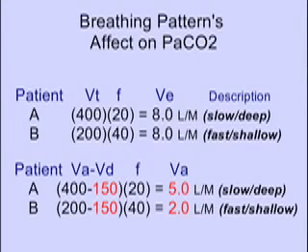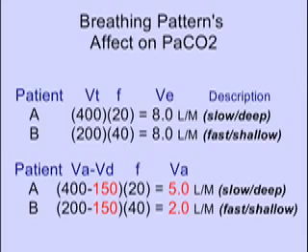Now that you know how minute ventilation affects carbon dioxide, I'm going to change it, and that is how a changing breathing pattern has an effect on carbon dioxide. On this slide, in the first set of data, patient A has a tidal volume of 400 and a respiratory rate of 20. That gives us an 8 liter per minute ventilation. I'm going to call that slow and deep. Patient B has a 200 cc tidal volume and a respiratory rate of 40. Also a minute ventilation of 8 liters per minute. I'm going to call that fast and shallow.